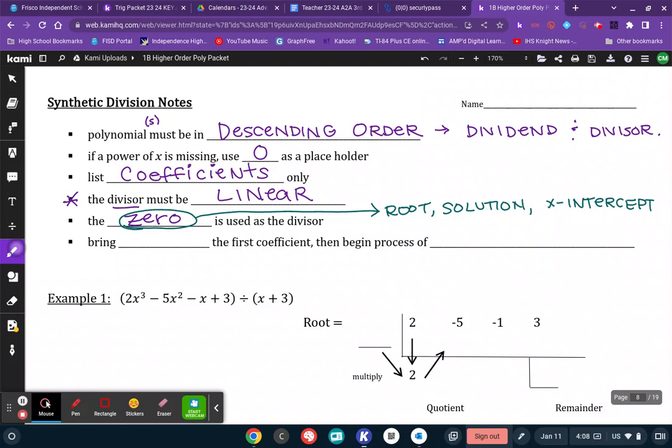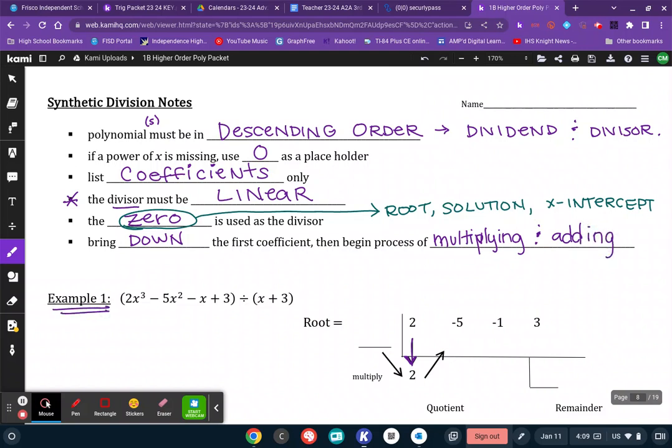So in order to start the process and divide synthetically, the first thing I do is bring down the first coefficient. So that would be here. Bring down the first coefficient, and then you begin a repeated cycle of multiplying and adding. Okay, so let's take a look at an example.